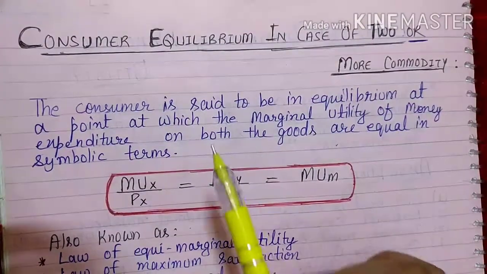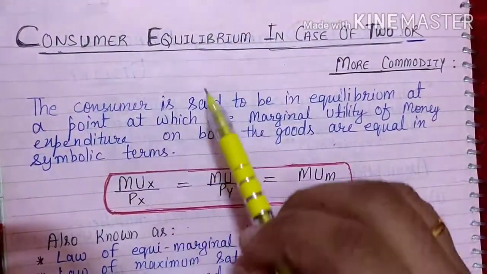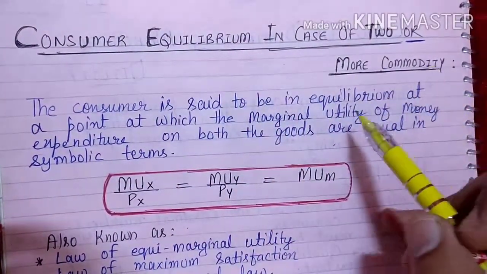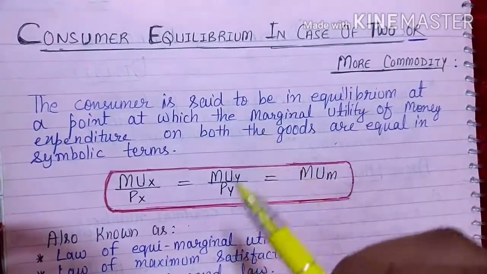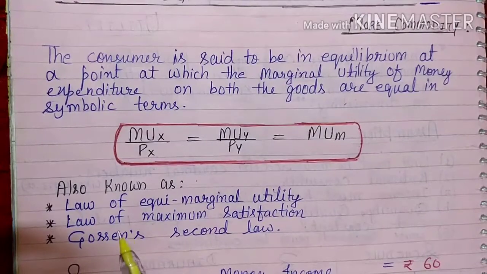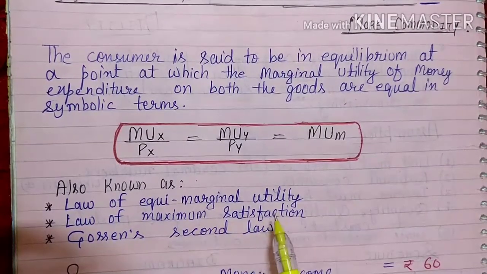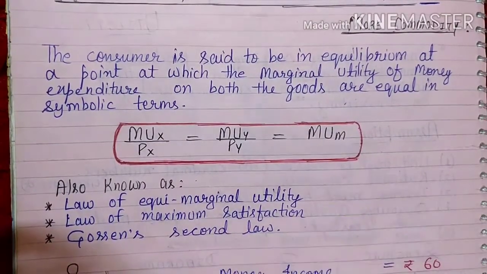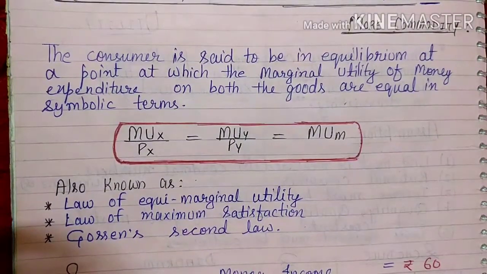Now this law, consumer's equilibrium in case of two or more commodities, is also known as the law of marginal utility, the law of maximum satisfaction, and it is also known as Gossen's second law.